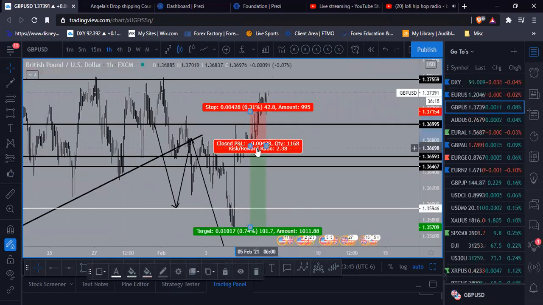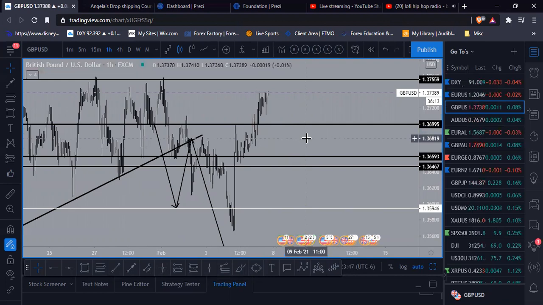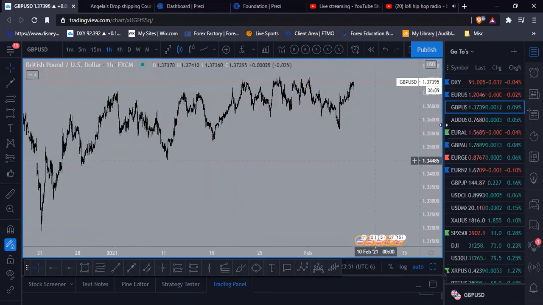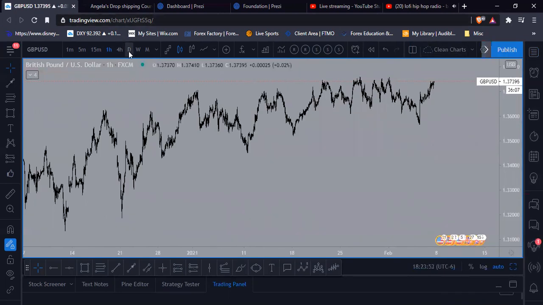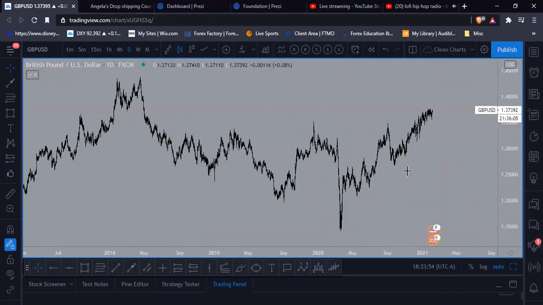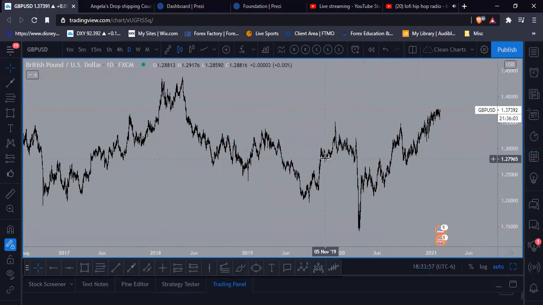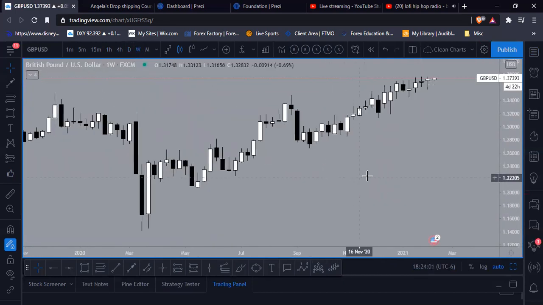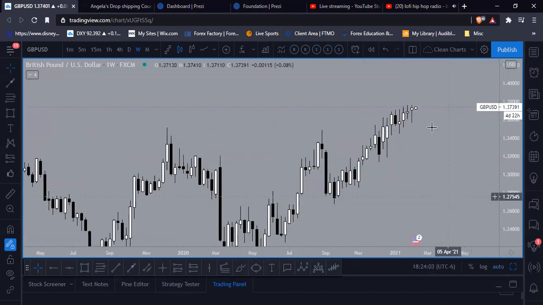GU, this was, I think, a trade that I was trying to take on my own. Yes, that was definitely a trade I was trying to take on my own. Okay, let's clear that all up, because I don't really like how GU is still looking, man. Oh my goodness. Okay, weekly time frame. What are we seeing? A whole lot of nothing.